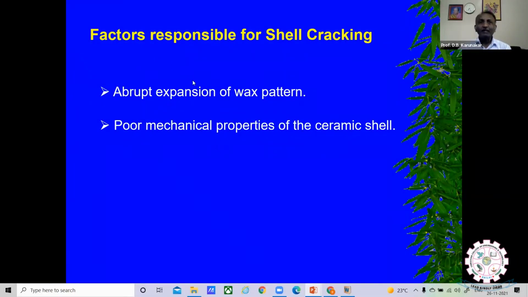Another factor responsible for the ceramic shell cracking is poor mechanical properties of the ceramic shell. Means the ingredients that we are using may not possess good mechanical properties. In such a case also, even though the wax may not expand abruptly, the shell may crack. So these are the two factors responsible for the shell cracking. Now let us see how to handle this.